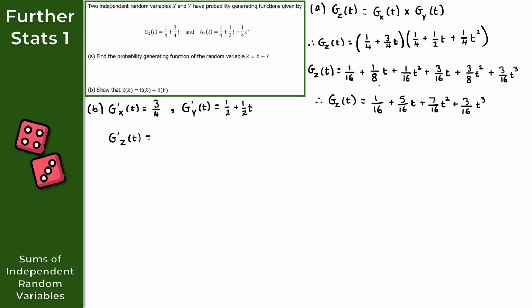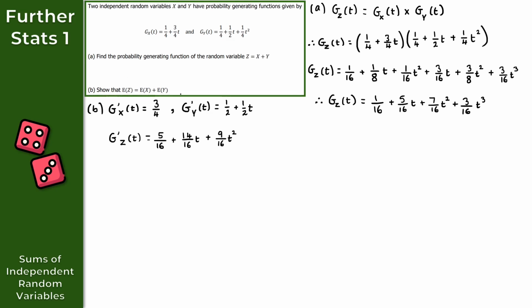So in that case then, this constant here will differentiate to 0. We're going to get 5 over 16. We then have 7 over 16, so we times the 7 by 2. So I get 14 over 16, reduce the power by 1. So we get 14 over 16t there. And then finally here, 3 times 3 is 9, so I get 9 over 16 t squared.